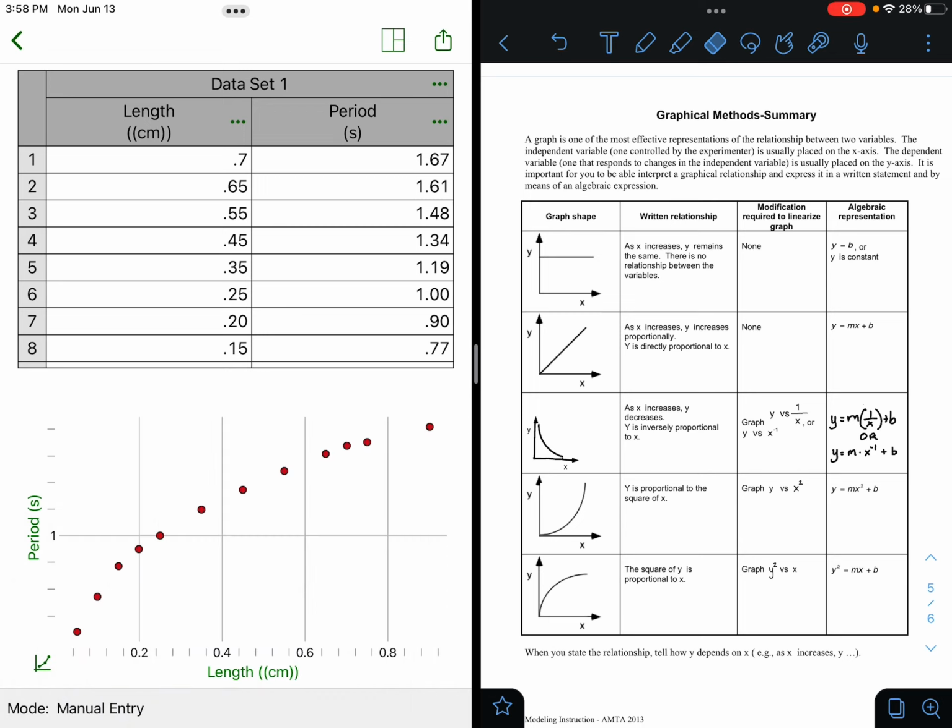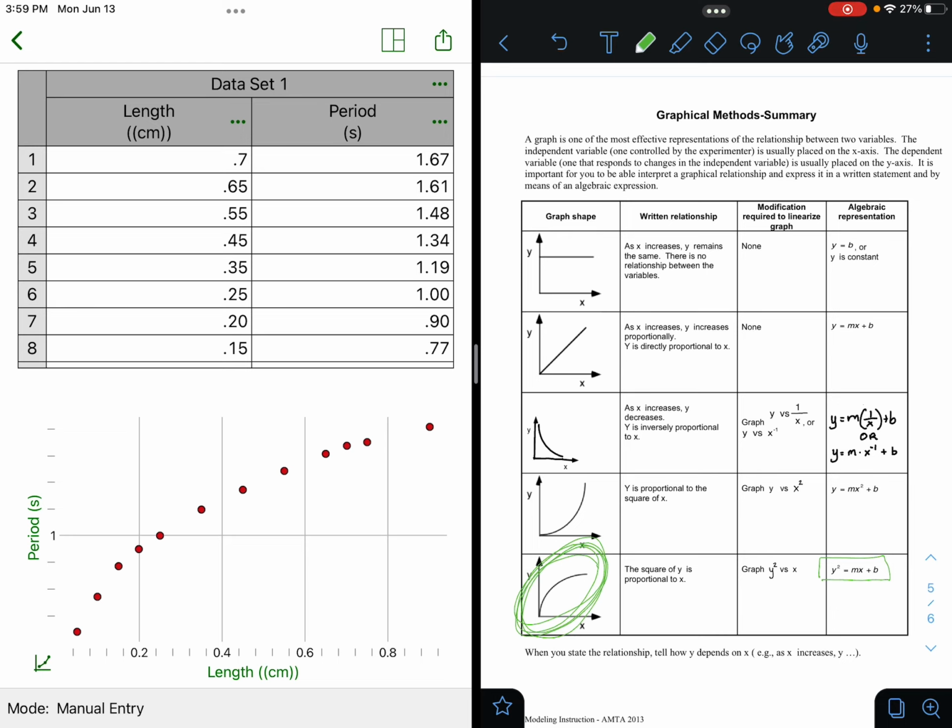So I'm going to close out of that and go over to page 5 of my reading, and I'm going to see that the last one here is the kind of shape that we see in our graph, and it is represented by y squared equals mx plus b. So I'm going to go back over to my graph and take a look at what my y is. My y is the period, okay?